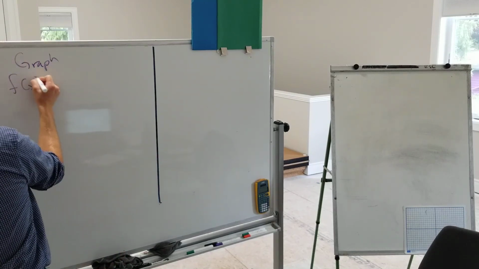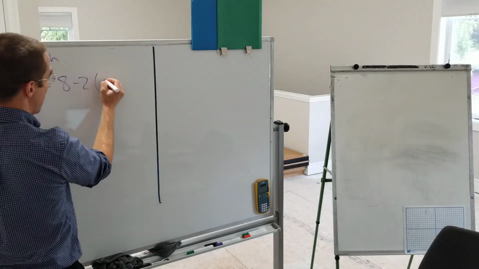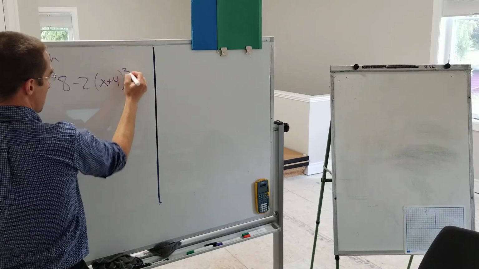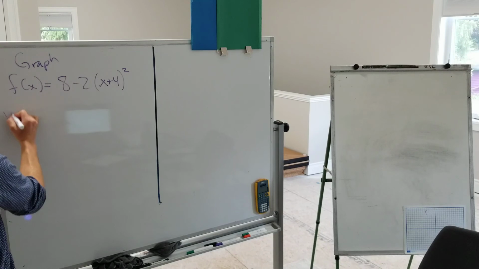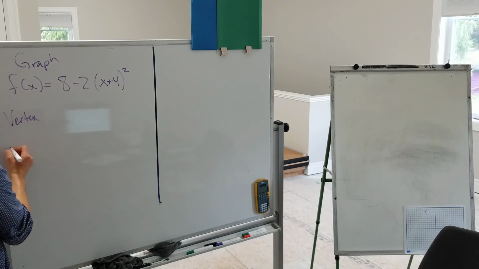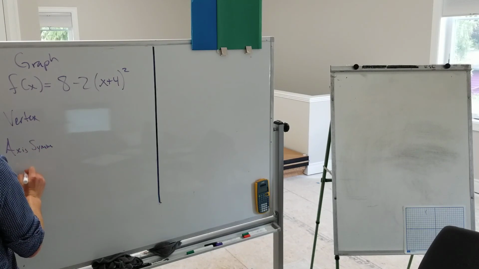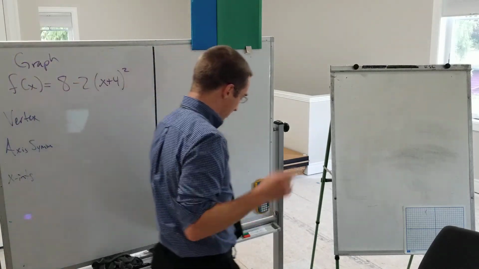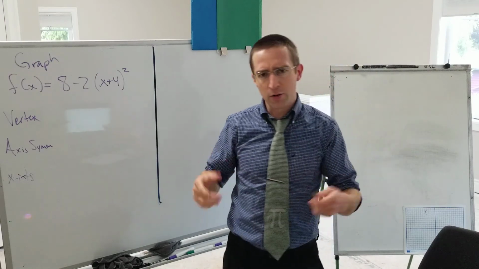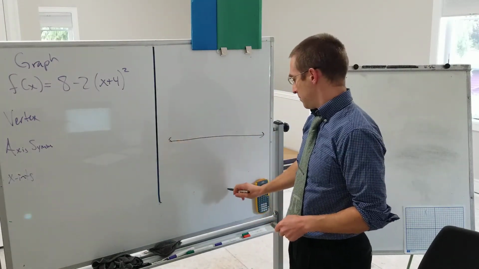f of x equals 8 minus 2 times (x plus 4) squared. Go ahead. Oh, and I want to find the vertex, axis of symmetry, and the x-intercepts, if the x-intercepts exist. So go ahead, pause the video, try this, or at least think about how you would graph it while I sketch my grid over here.